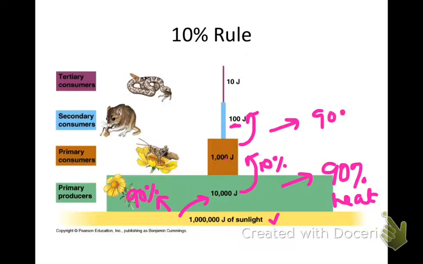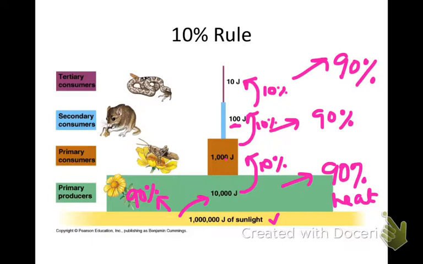90% gone is heat. And then whenever that snake eats the mouse, it's only going to gain 10% of the energy from that mouse, which is going to be 10 joules. The rest is going to be given off as heat. Why? Because it takes a lot of energy to break down your food to be able to use it. So this is where I started on your outline.